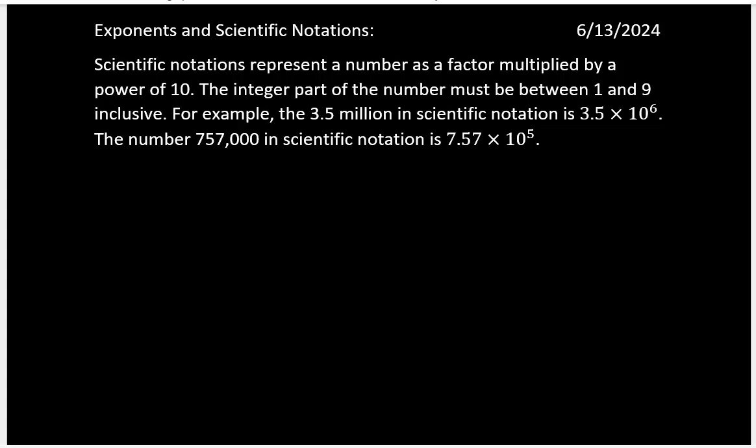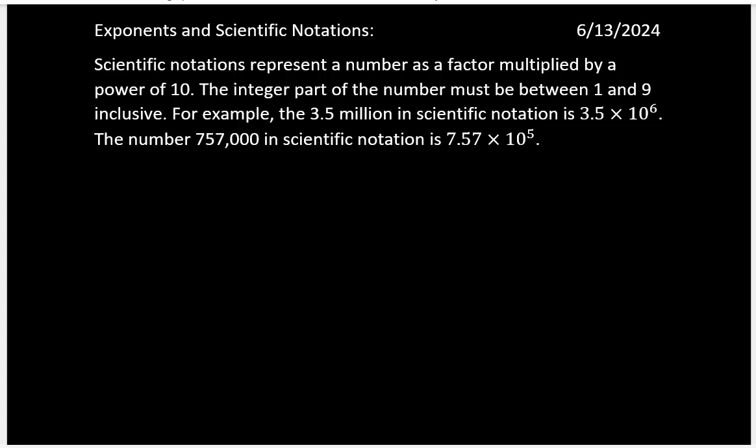The number you see now, 757,000, in scientific notation will be 7.57. If I put the decimal after the 7, then I have 5 places there. So that's why we write 10 to the 5. Now we'll take some other examples when you multiply or divide big numbers or small numbers.